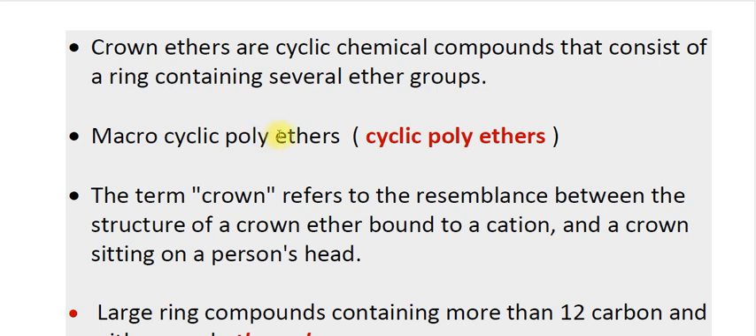So it is a cyclic polyether, not only a simple cyclic, it is a macrocyclic, where macro means larger cyclic polyethers, otherwise called cyclic polyethers. And the term crown refers to the resemblance between the structure of a crown ether bound to a cation and a crown sitting on a person's head.